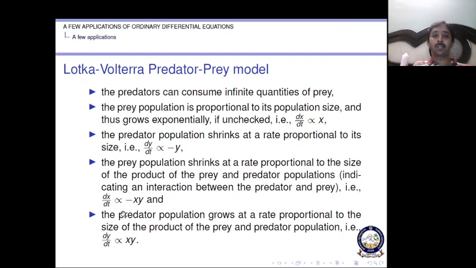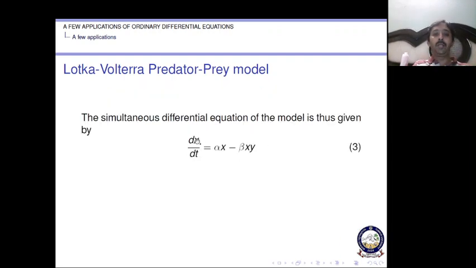Now putting these things together in terms of an equation using proportionality constants, we see that dx by dt equals alpha into x minus beta into xy, where alpha and beta are proportionality constants, and dy by dt will be minus gamma y plus delta xy, where gamma and delta are again constants of proportionality.